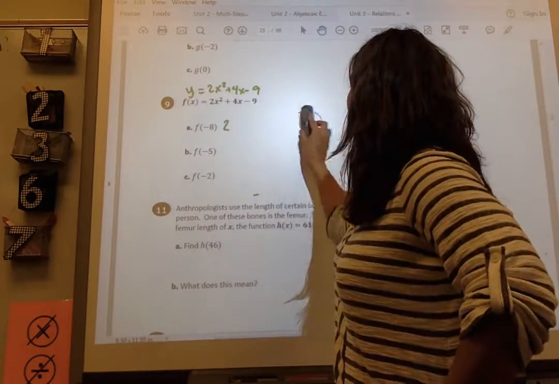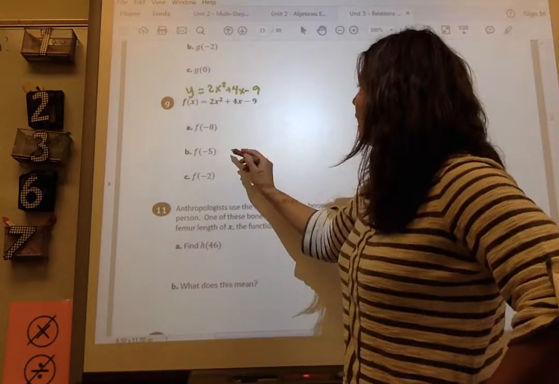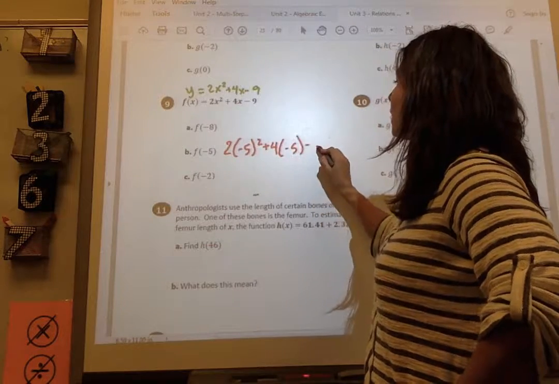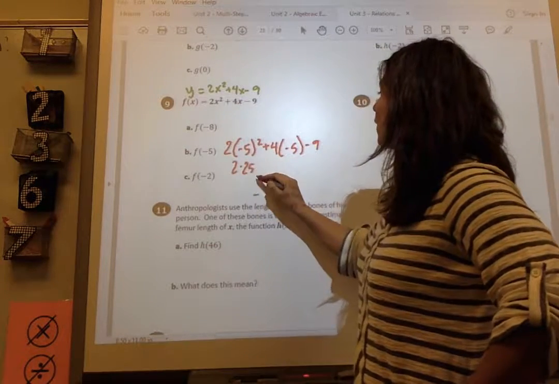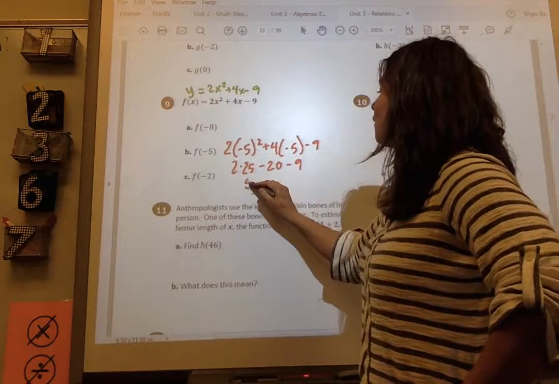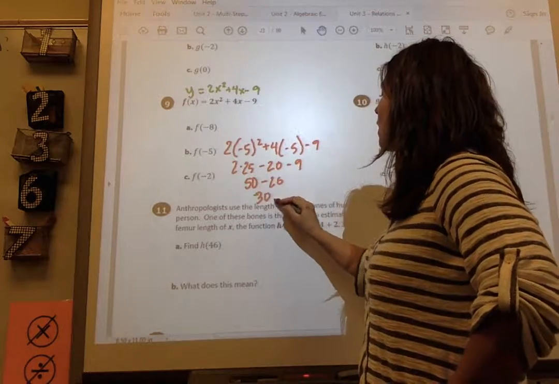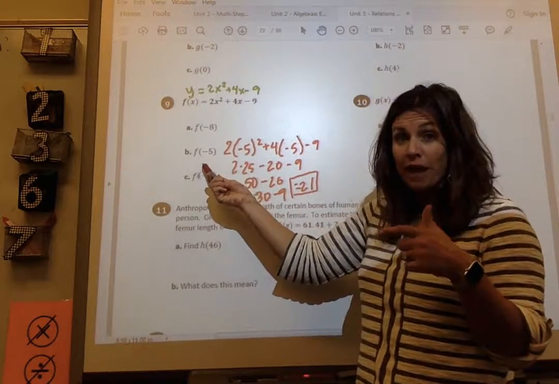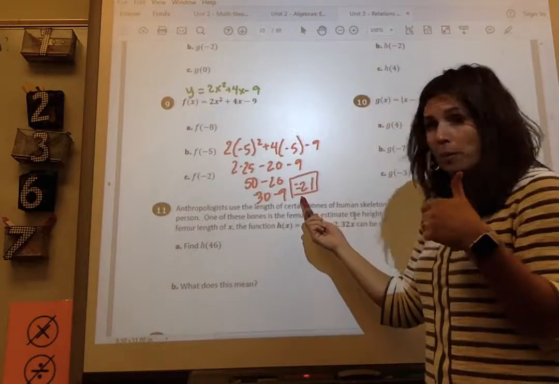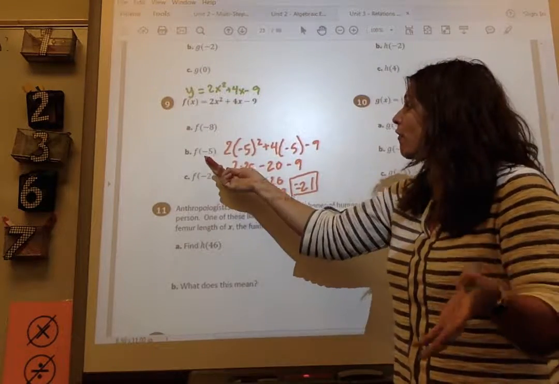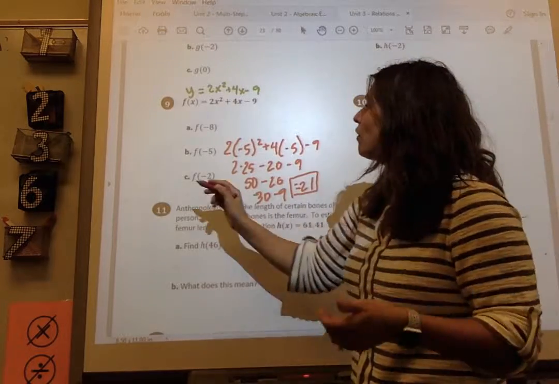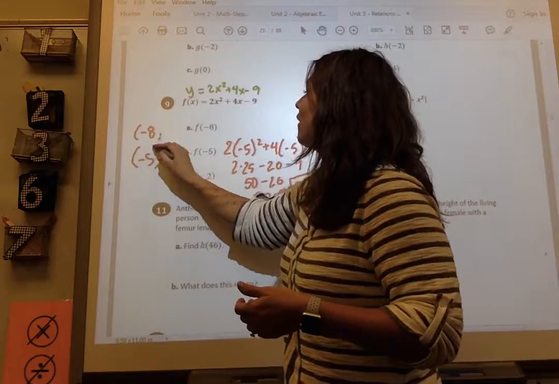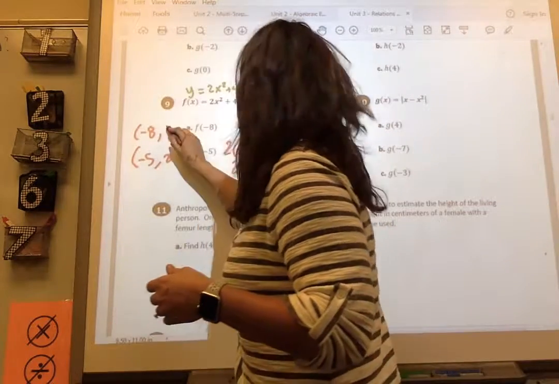So I can rewrite it, I guess. 2 times negative 5 squared plus 4 times negative 5 minus 9. And I get 2 times 25 minus 20 minus 9. 50 minus 20 is 30 minus 9, and I would get 21 as my answer. So when x is negative 5 is my input, my output is 21. So when x is negative 5, y is 21. And I can even write that as an ordered pair, negative 5 and 21. And up here, when x was negative 8, I got y was 87.